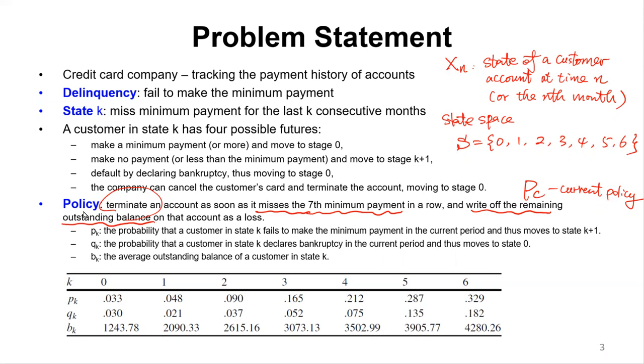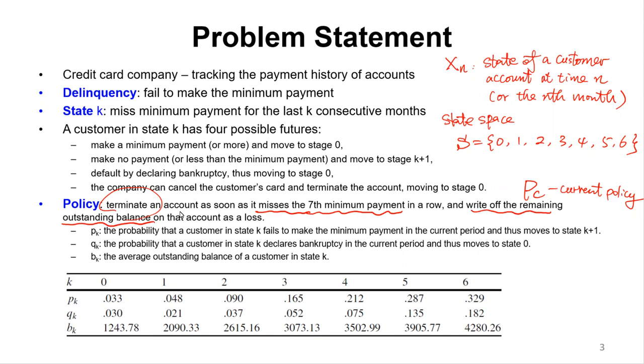So this is one policy: terminate an account as soon as it misses the 7th minimum payment in a row, and then write off the remaining outstanding balance on that account as a loss. So this is the current policy. We denote it as policy current.